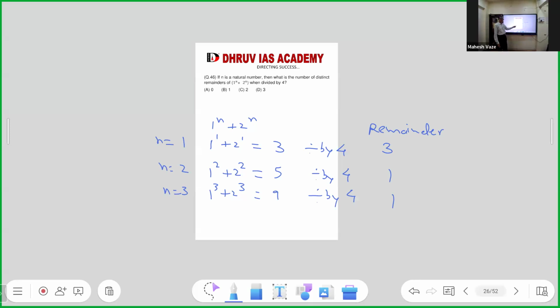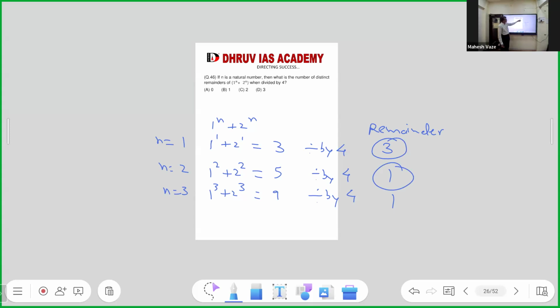For any power of 2, like 2 raised to 4, it will be 16. 2 raised to 5, 32. 2 raised to 6, 64. They will be all divisible by 4. So the remainder will be 0. 1 divided by 4, the remainder will be 1. So there are only two remainders in this case. One is 3, another is 1. For all other values, it will be 1 only.